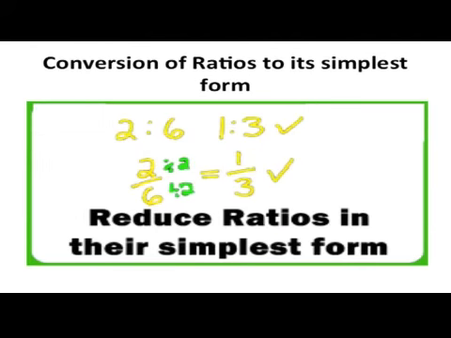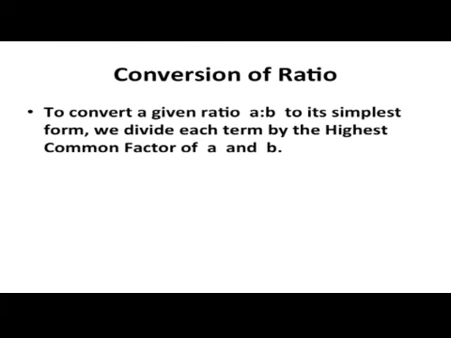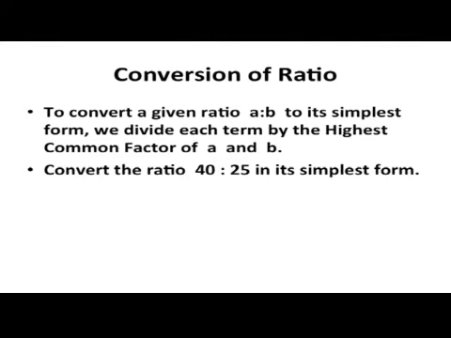Now coming to converting a given ratio to its simplest form. To convert a given ratio A is to B to its simplest form, we have to divide each term by the HCF of A and B.